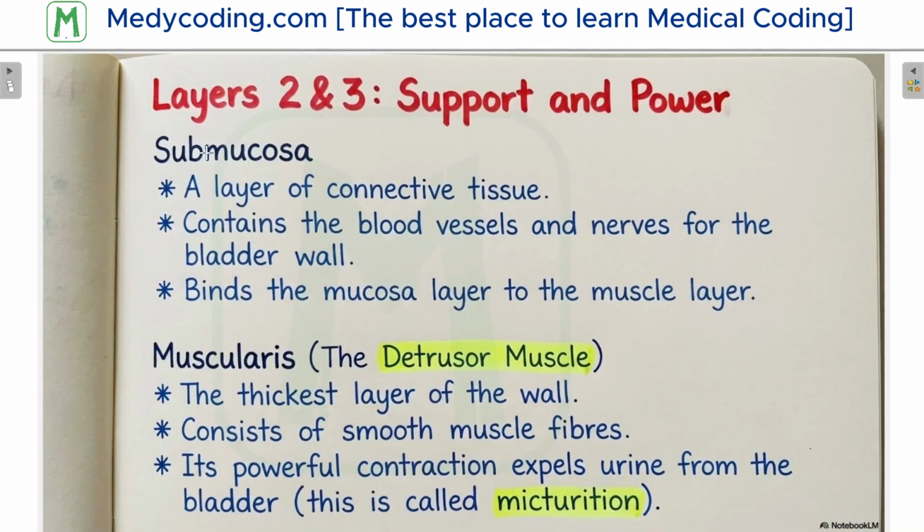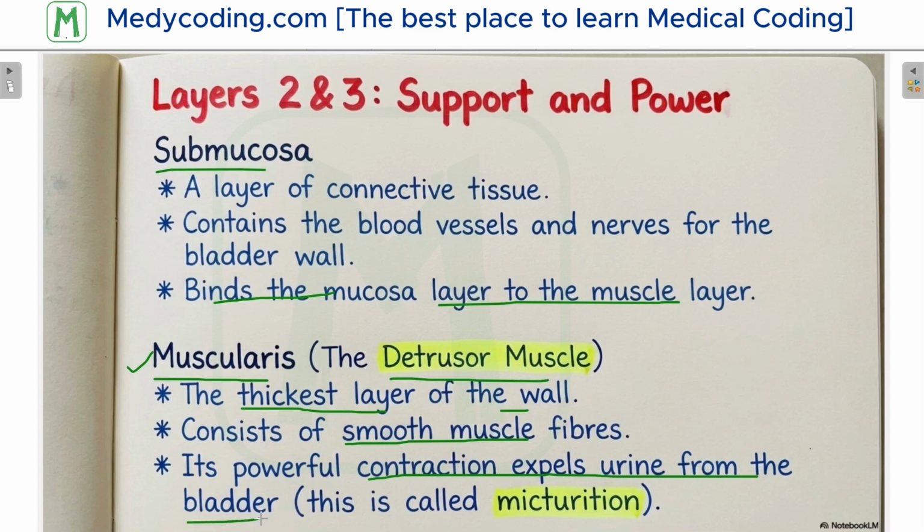The next layer is submucosa, and it binds the mucosa layer to the muscle layer. After that, the next layer is muscularis, and it is very important because you will see this term frequently. It is the thickest layer of the bladder wall. It is also known as detrusor muscle, which is made of smooth muscle fibers. This muscle is responsible for the working of the bladder. This muscle contracts and expels the urine out of the bladder, and stores urine by relaxing. So these are the two important functions of the bladder.